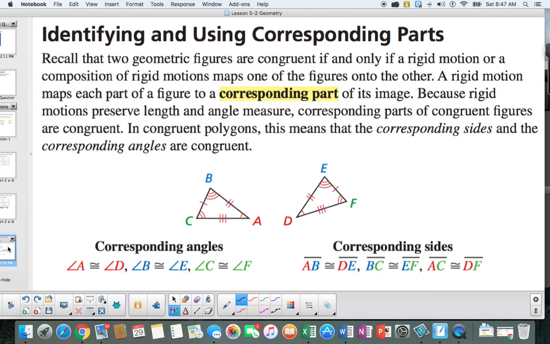Two geometric figures are congruent if and only if a rigid motion or a composition of rigid motions maps one figure onto another. When this mapping takes place, you're going to find that all the corresponding angles match, and all the corresponding sides match. What we refer to as corresponding parts are these angles and these sides. We don't actually do the rigid motion, but we know that when it happens, this matching of angles and sides takes place. And these are going to be the corresponding angles, and these will be the corresponding sides.